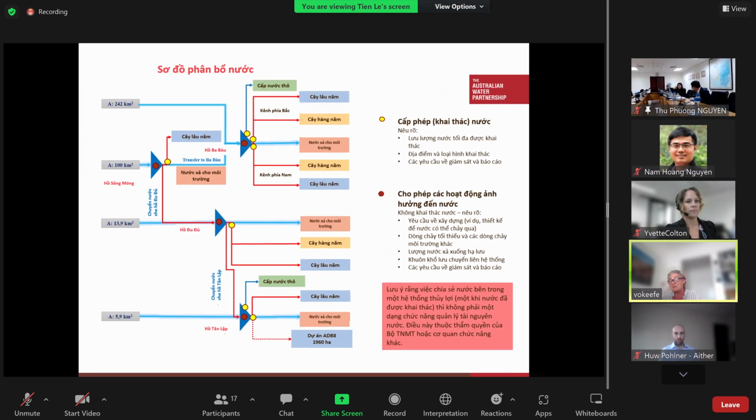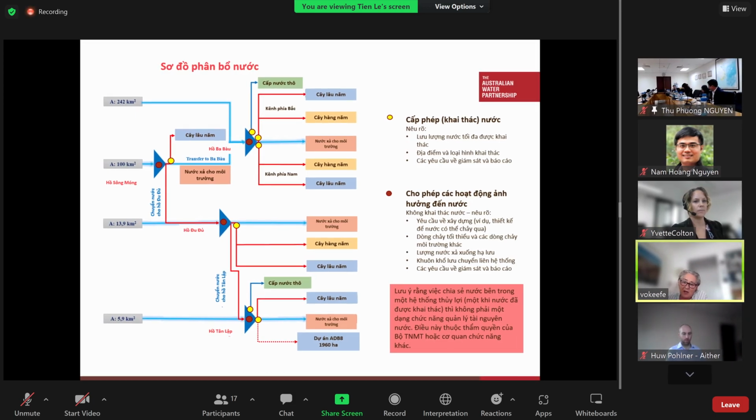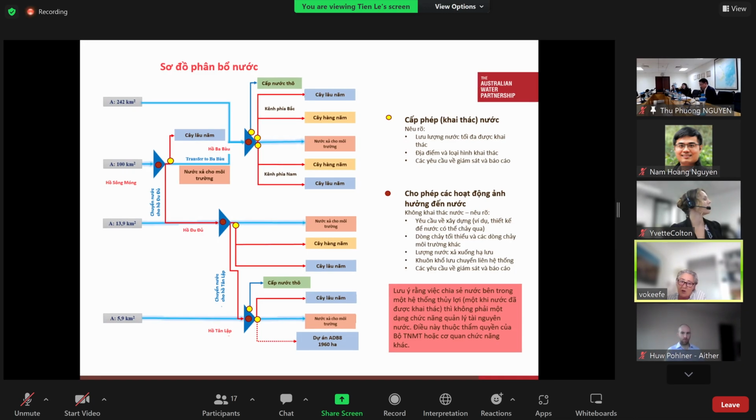The right to take that water is the yellow dots here, which is when the water is taken out of that reservoir. So what we are saying is that the construction of the reservoir requires a water affecting activity permit of something. You can call it a license or permit. It doesn't really matter what the word is. It can be whatever's best in Vietnamese.